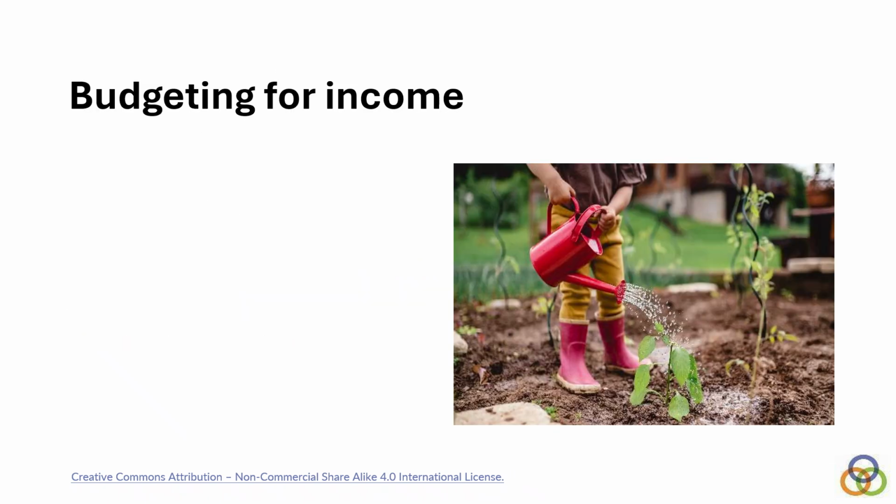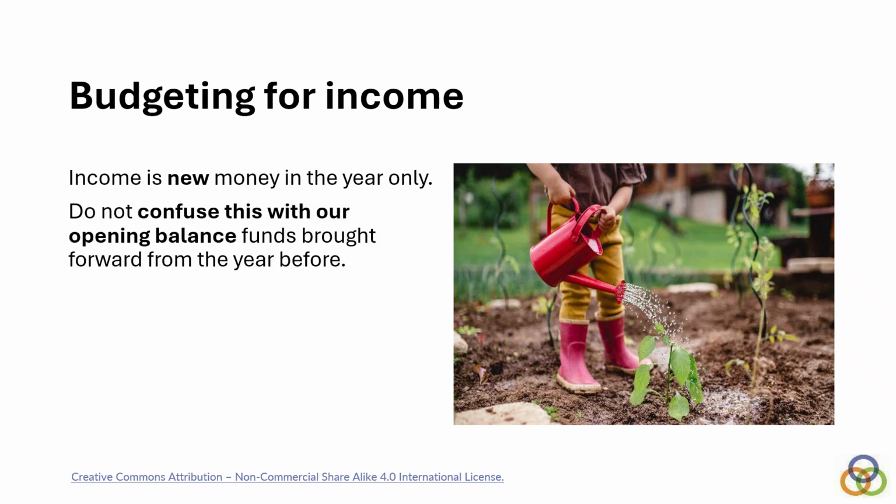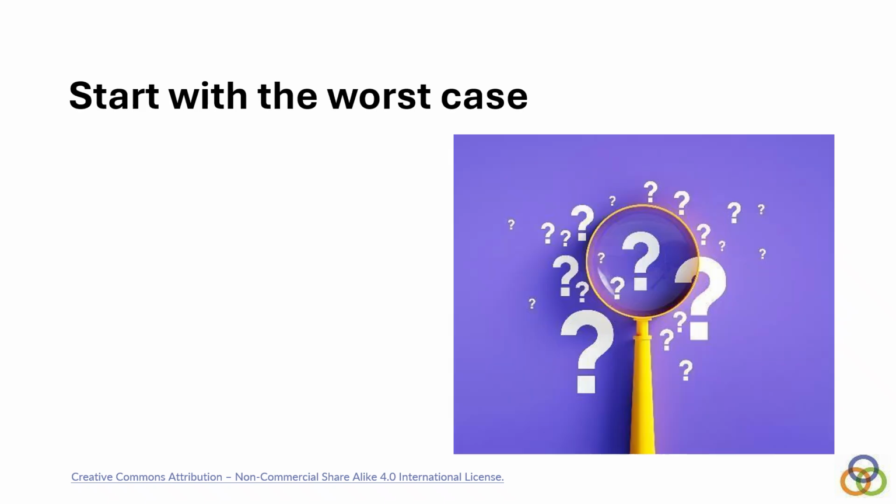And so we now need to budget for income, and we remember that it's new money only in the year, and we do not confuse this with our opening balances, which is what I see often. And then we get into a right pickle when we've got grants, because our fundraisers are working on one budget, our finance staff on another, and it all gets a bit of a Gordian knot. So we're going to take accounting principles across our fundraising and our finance and our governance and everything. We're going to be purist about this. So we're going to start with the worst case. We're going to start with secured income.